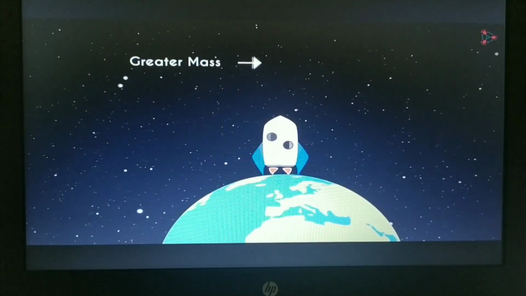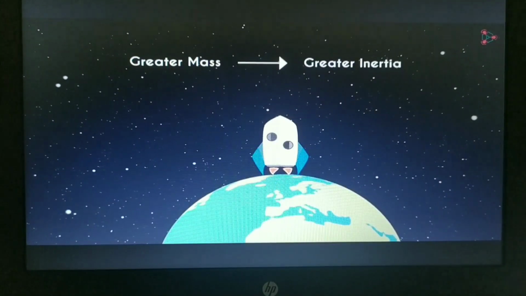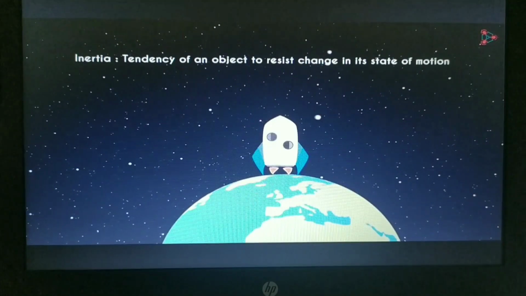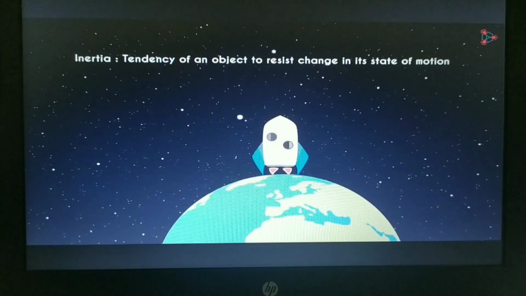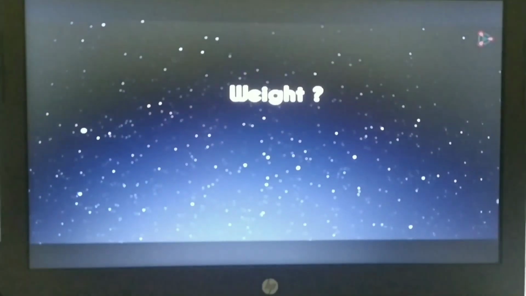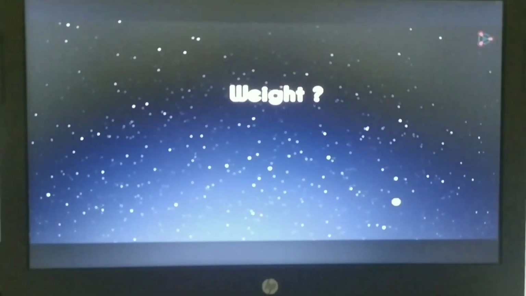Greater the mass of an object, greater will be its inertia. Inertia is nothing but the tendency of an object to resist change in its state of motion. So now we have an idea about what mass is. But what's weight then? How do we understand the weight of an object?